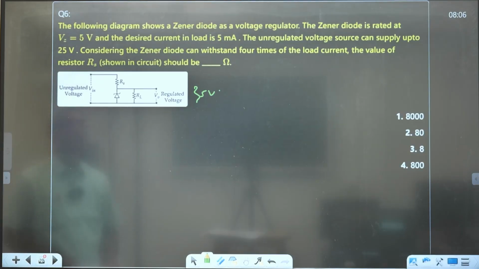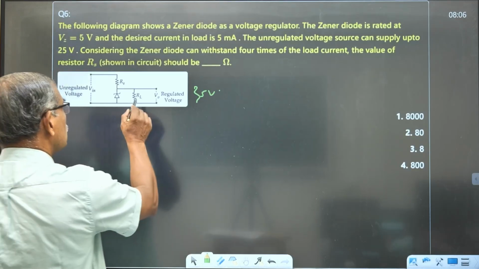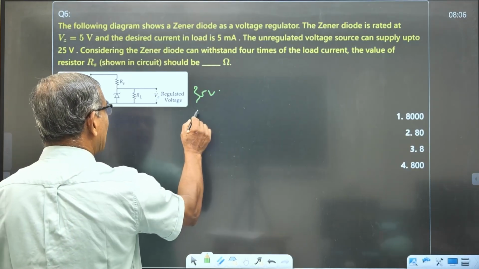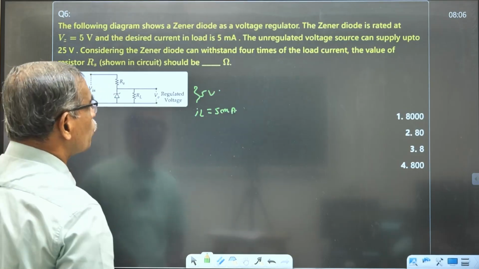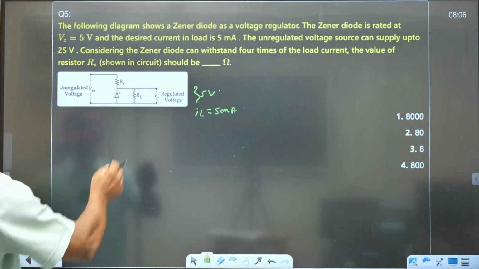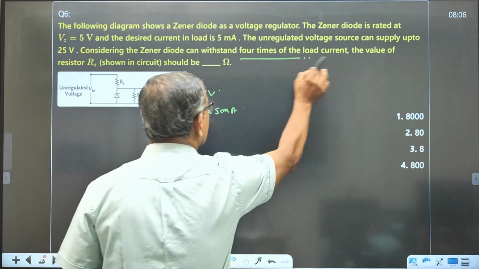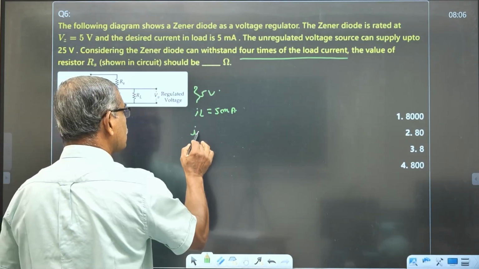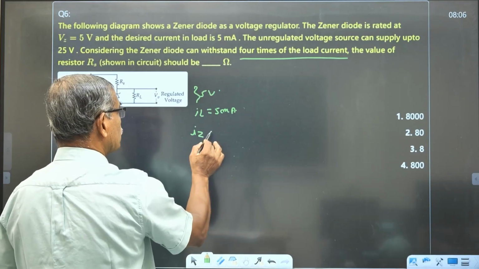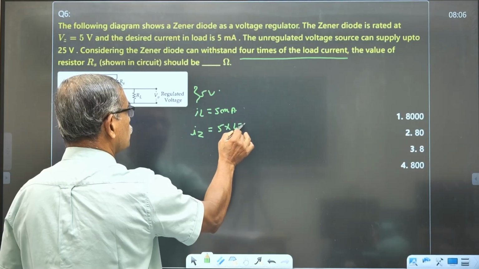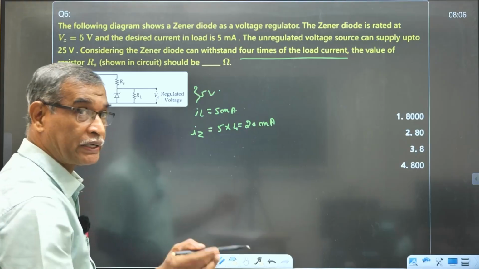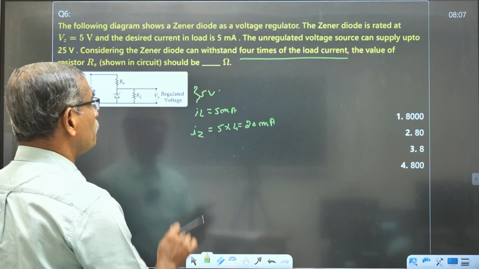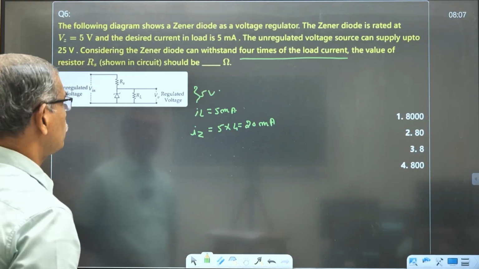Zener diode rated 5 volt and the desired current in the load is 5 milliampere. So current through load IL is 5 milliampere. Next thing in the problem is that the Zener can withstand 4 times the load current. So IZ maximum is equal to 5 into 4 is equal to 20 milliampere. It can withstand 4 times. Therefore, 5 into 4, 20 milliampere. That is our IZ value.